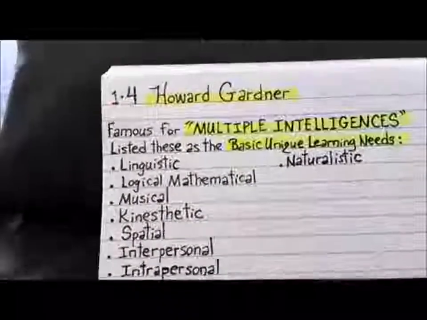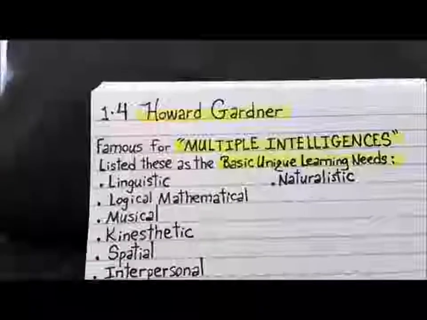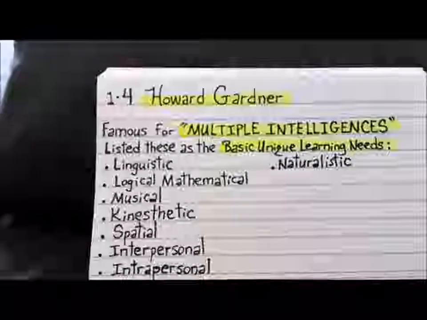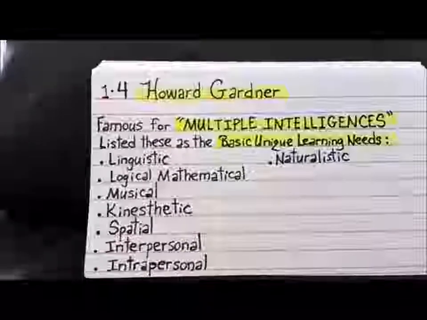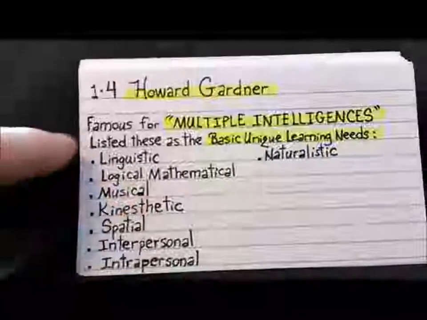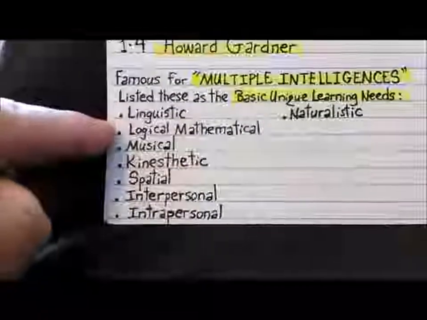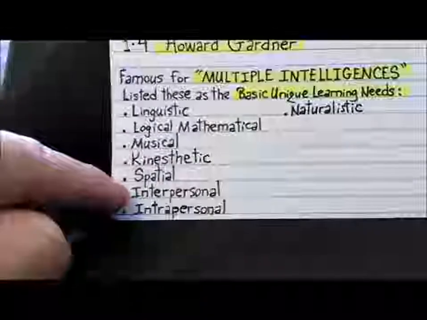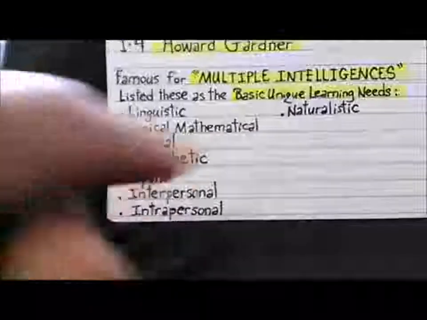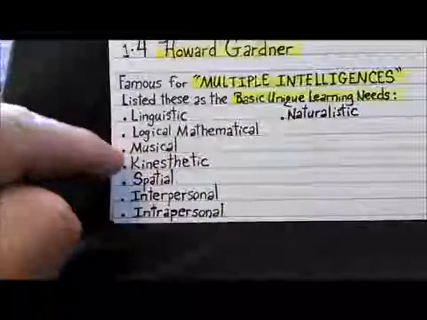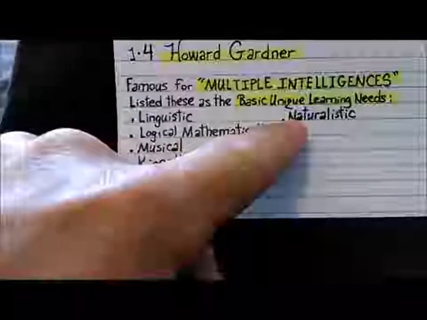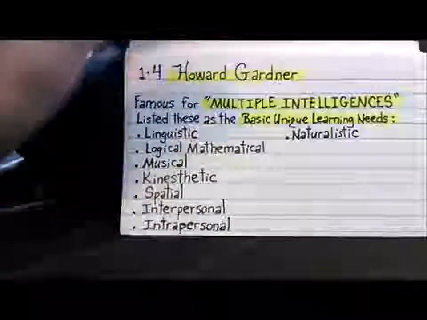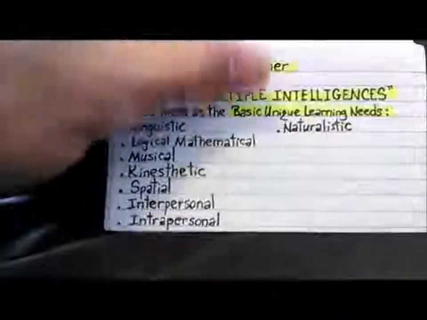Howard Gardner has to do with multiple intelligences. He's famous for that. He listed these as the basic, unique learning needs. First one, we've got linguistic, logical-mathematical, musical, kinesthetic, spatial, interpersonal, intrapersonal, and naturalistic. So there's 1, 2, 3, 4, 5, 6, 7, 8. I thought it was 10, but it's actually 8. Never mind. Well, he's famous for multiple intelligences.